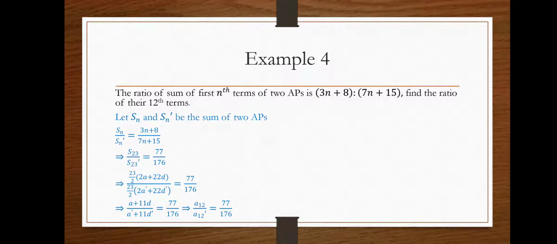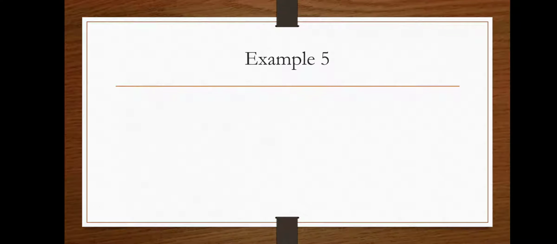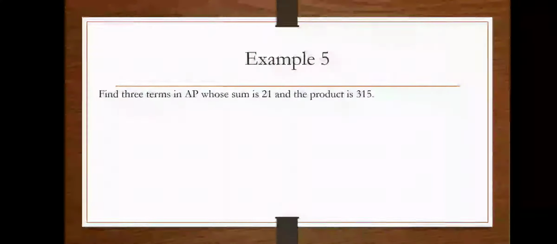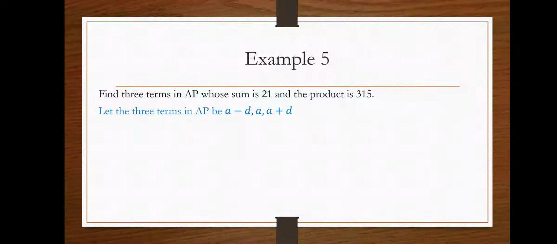Right? Now let us move to number 5. Number 5. Find 3 terms in AP whose sum is 21 and the product is 315. Again, old school problem. So to begin with, considering 3 terms in AP, it is always good to consider it in this way. Not a hard and fast rule, but definitely the easiest one. A minus D, A and A plus D.